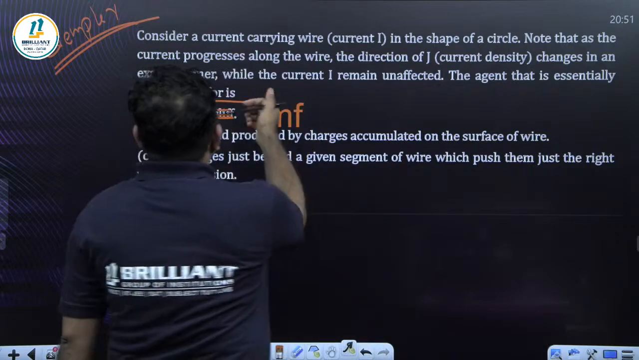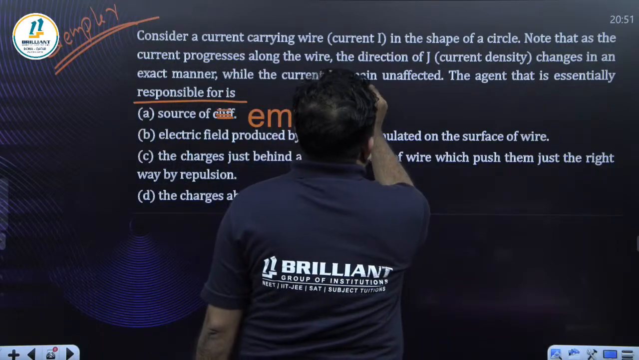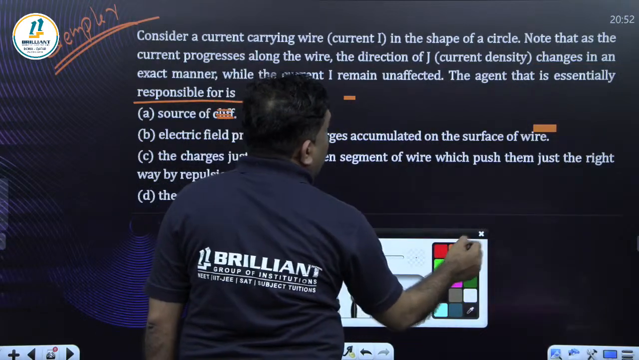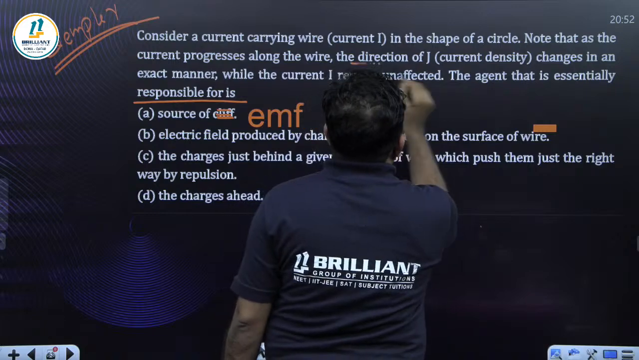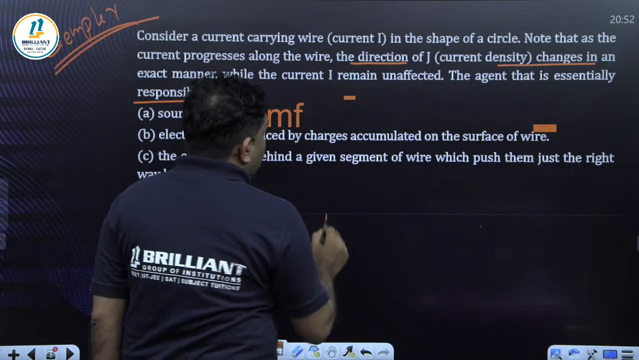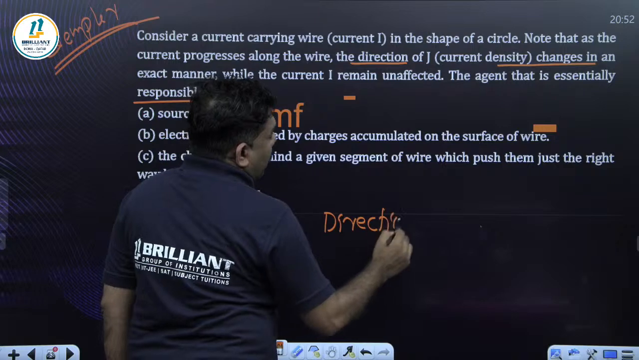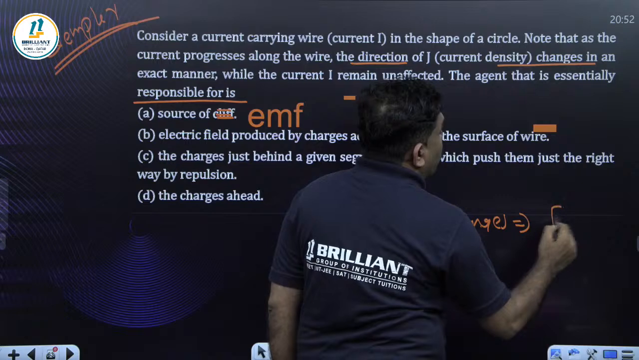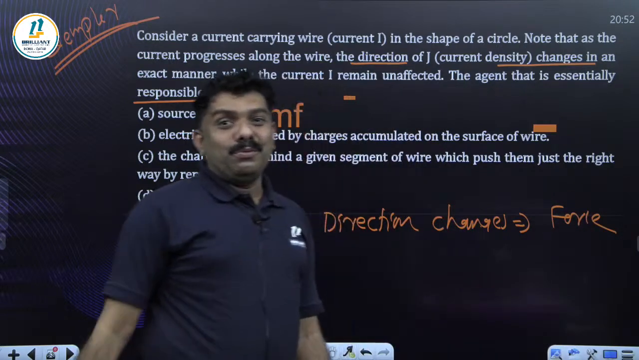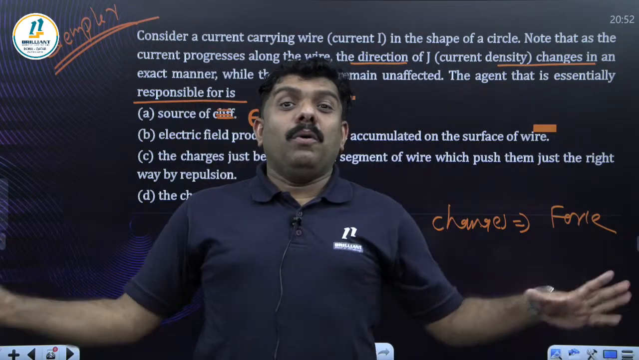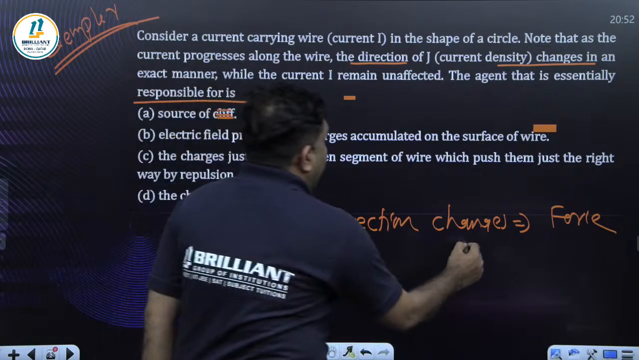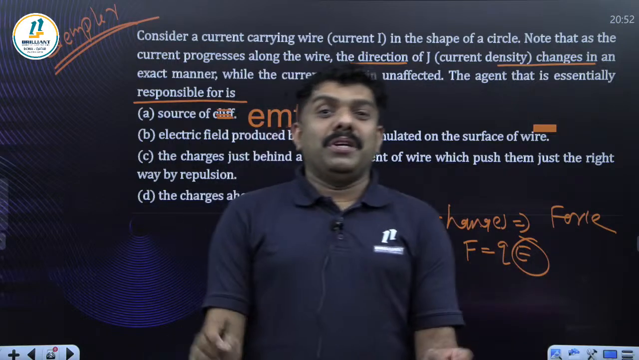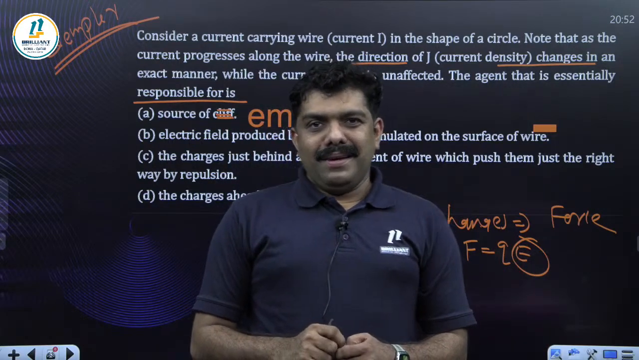So they are saying that in the picture, the direction changes. When there is a change in direction, there should be a force. Force will be generated only with the help of an electric field. So we can say F is equal to QE. So there should be an electric field to change the direction. I think you got it.